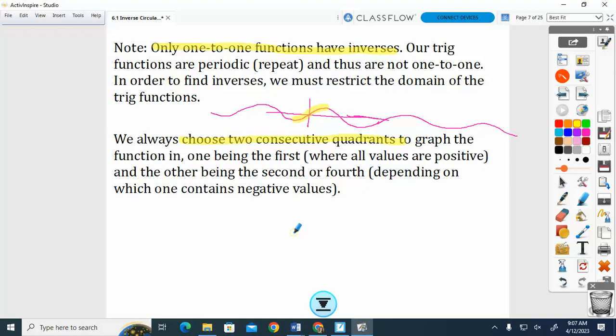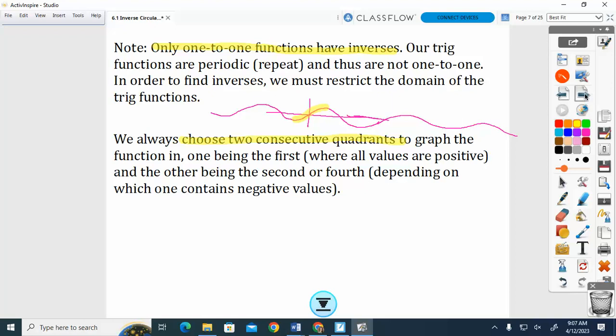No, because sine is positive in quadrant 1, and it's still positive in quadrant 2. So we would have to pick 1 and 4, because sine is positive in quadrant 1 and negative in quadrant 4. Think about your circle, you need a positive and negative. So either 1 and 2 or 1 and 4, depending on the trig function. Then if we take just that portion, we'll be able to find an inverse, because that portion would be one-to-one.